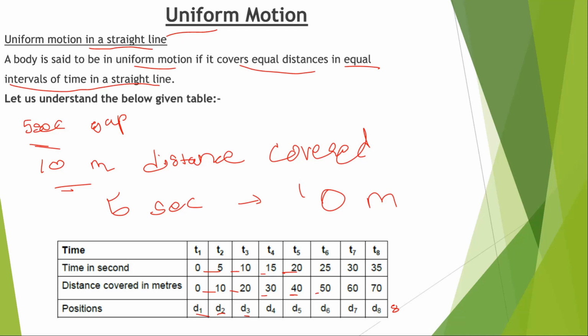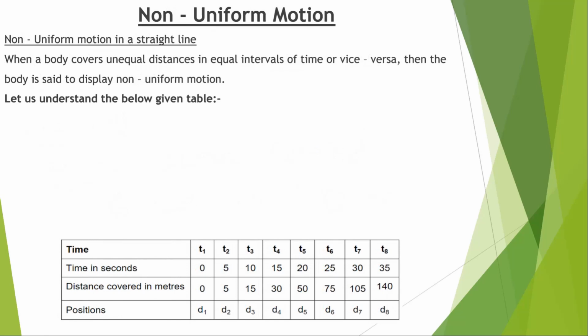Now let us see what is non-uniform motion. It's exactly the opposite. Specifically we'll see non-uniform motion in a straight line, that is when a body covers unequal distance in equal intervals or vice versa. That is, if it covers equal distance but in unequal intervals, then the body is said to display non-uniform motion. Now there is again an example we'll see here. There are eight positions, and here we see 5 second gaps, 5, 5, 5. The 5 second gap is common, but we'll see the distance.